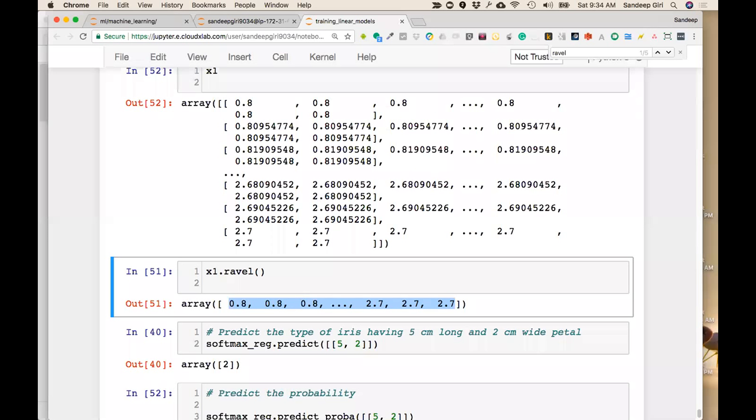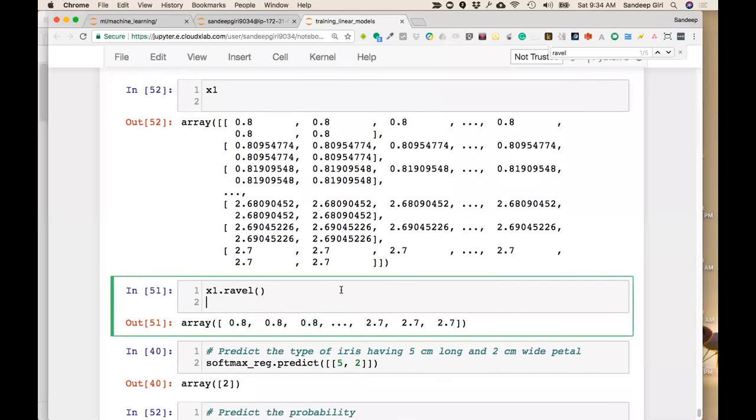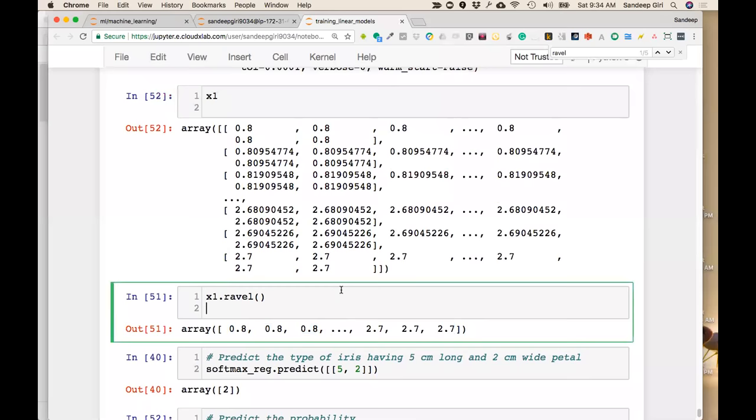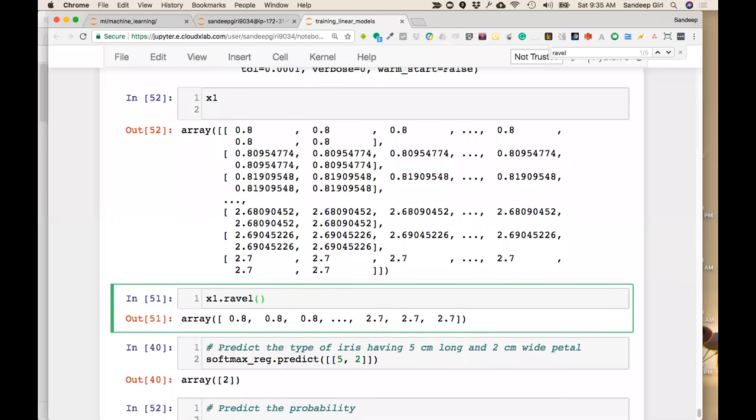Thank you, Balaji. So if something is already one-dimensional, it will just return a one-dimensional array. Make sense, Binta? Okay, great.